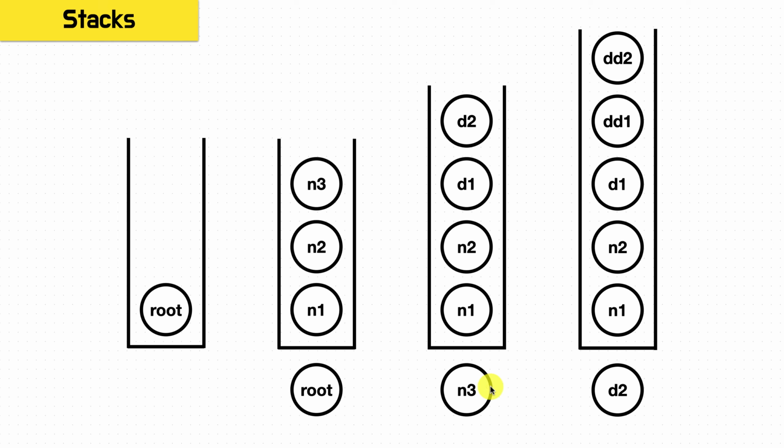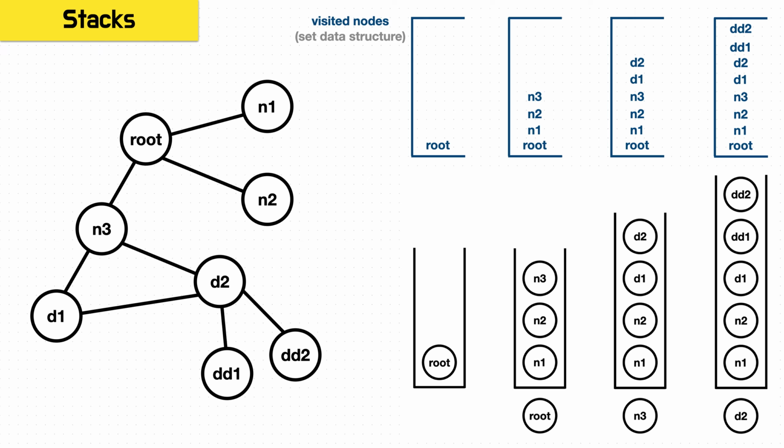Then we're done with neighbor 3, and then we pop deep 2 off. Now we add deep 2's neighbors, deeper 1 and deeper 2. So you can see, because we're using a stack, these deeper nodes are going to be higher up and therefore visited first. So we won't visit neighbor 2 until we get all the way through with all these deeper, more nested graph nodes.